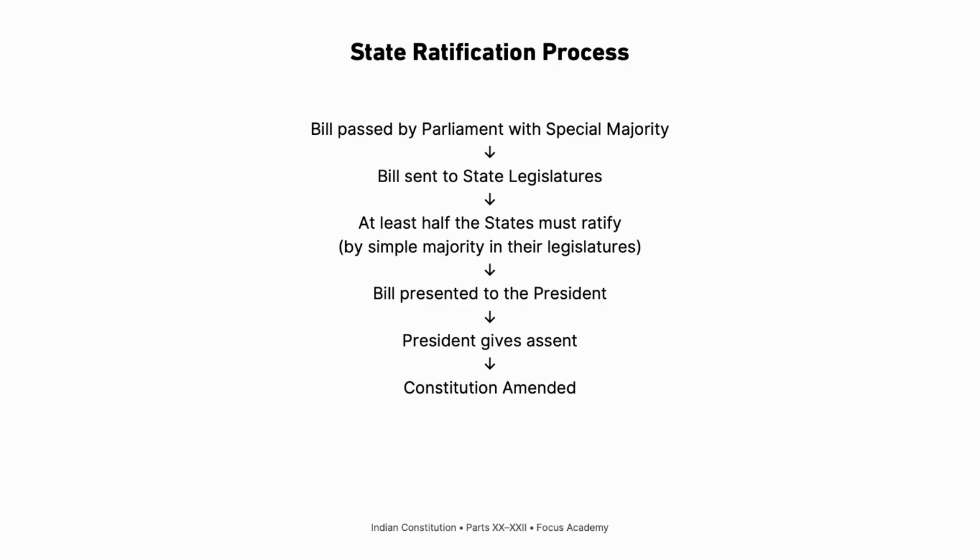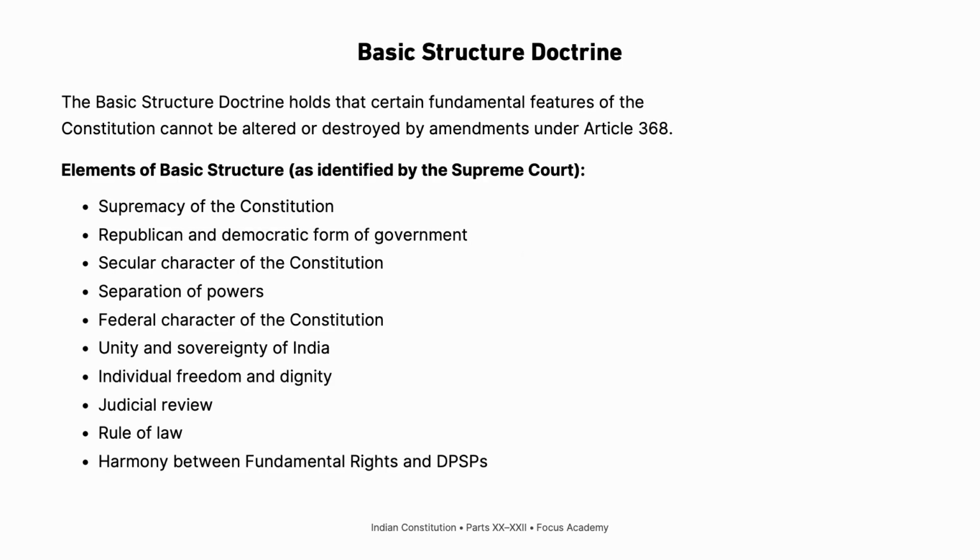Now this is the basic structure doctrine. We are done with the three types of amendments: the simple majority, the special majority, and the special majority plus ratification of the states. Okay, that's all about Article 368. That's all you need to know about Article 368. But there's one additional point: basic structure doctrine.